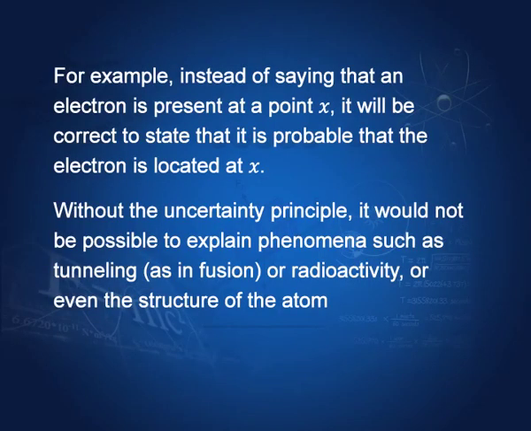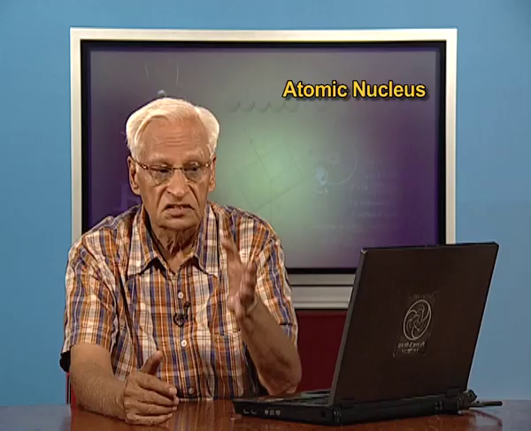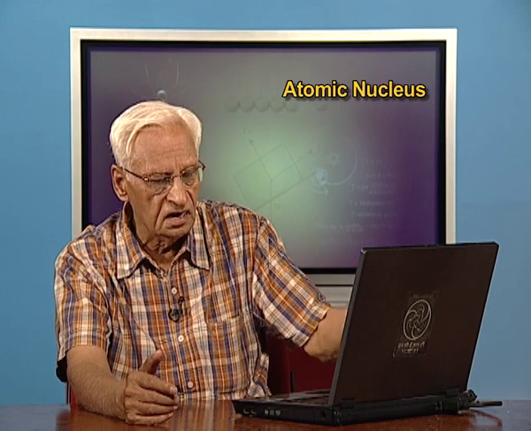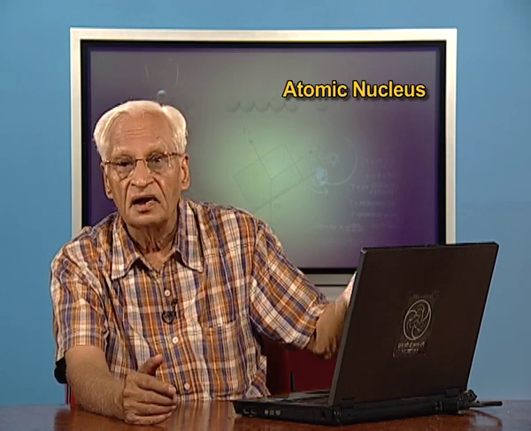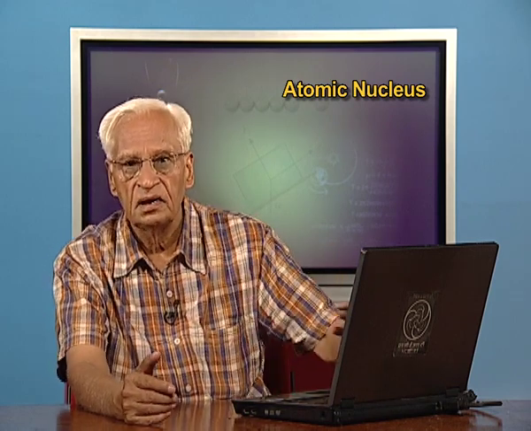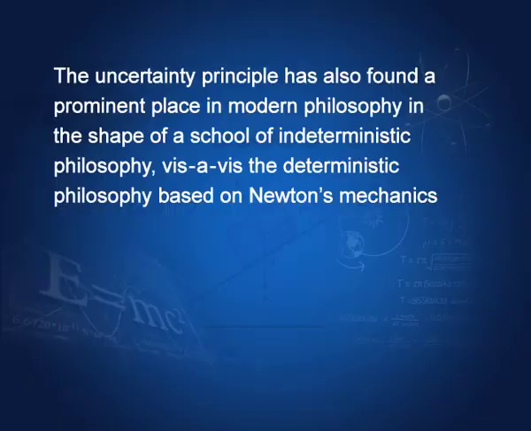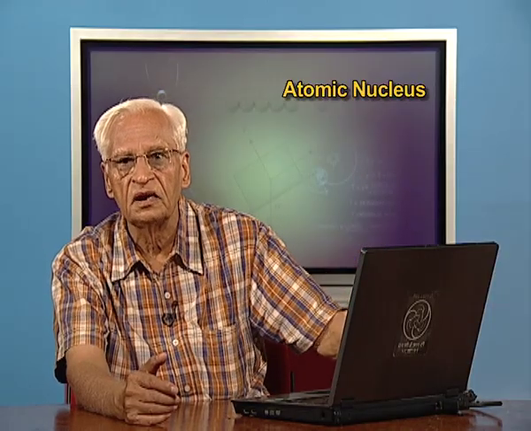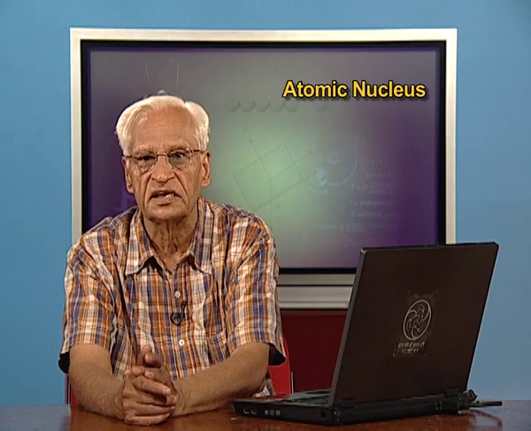For example, instead of saying that an electron is present at point x, it will be correct to state that it is probable that the electron is located at x. Without the uncertainty principle, it would not be possible to explain many phenomena in physics, such as tunneling, for example. We shall come across this later. Radioactivity, again, we shall study later, and even the structure of the atom was difficult to explain. Once we accept the uncertainty principle, it became possible to explain all these things.